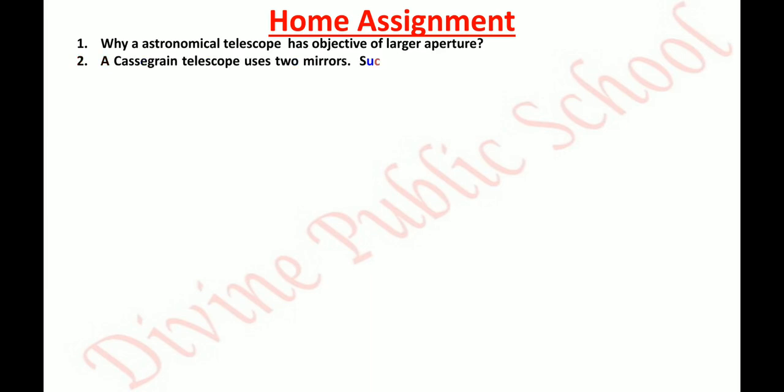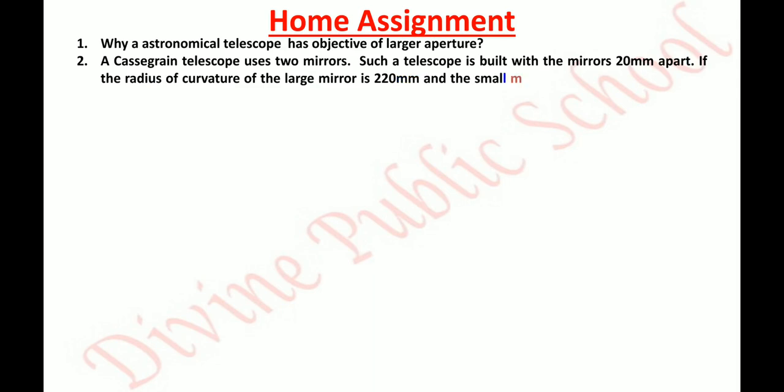Second is, a Cassegrain telescope uses two mirrors. Such a telescope is built with mirrors 20 mm apart. If the radius of curvature of the large mirror is 220 mm and the small mirror is 140 mm, where will the final image of an object at infinity be? This question is from NCERT.